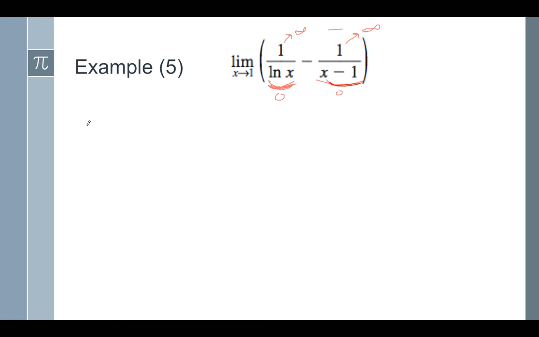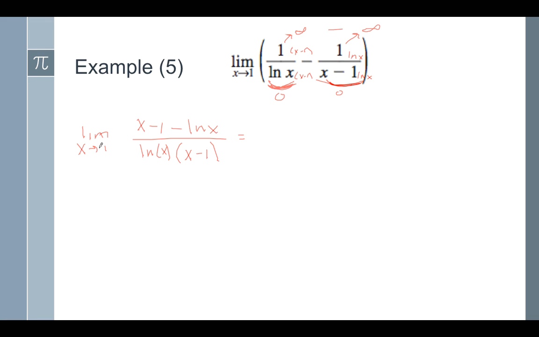So when we have infinity minus infinity, we need to combine those fractions. Here I need to multiply by x minus 1 over x minus 1, and here by natural log of x over natural log of x. So I get x minus 1 minus the natural log of x, all over natural log of x times x minus 1. All right, now we have a fraction. Now we can see what happens with L'Hopital's rule.